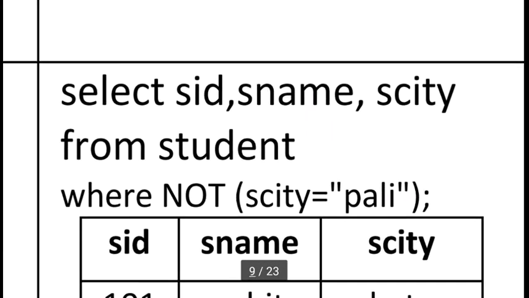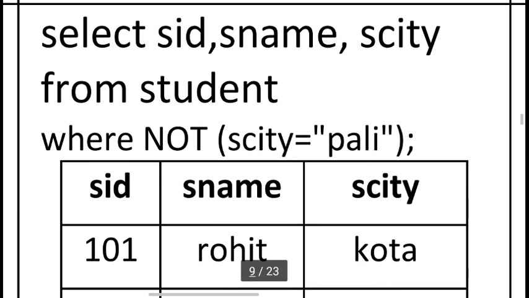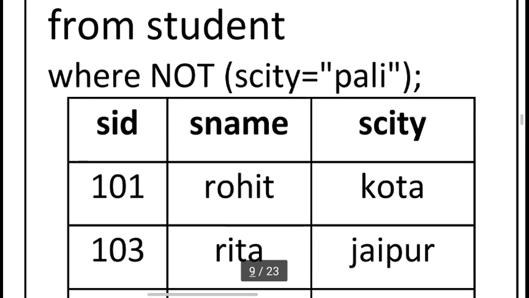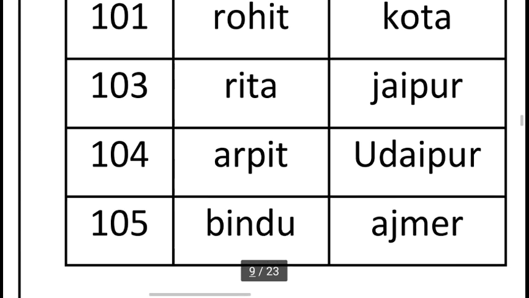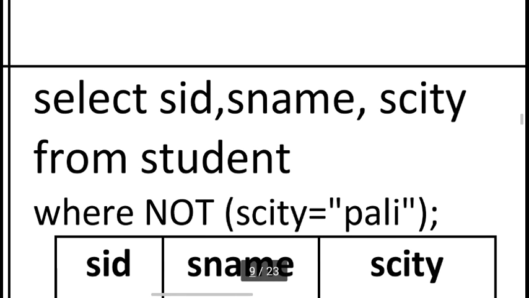Here I am using another condition. Okay, select SID, SNAME, SCT. You can see, but I don't want to include Pali. So here I want to use the NOT operator. So where NOT in brackets, here I am using SCT is equal to Pali. So all the rows excluding Pali SCT will come. So you can see Kota, Jaipur, Udaipur, Ajmer will come, and the columns are SID, SNAME.